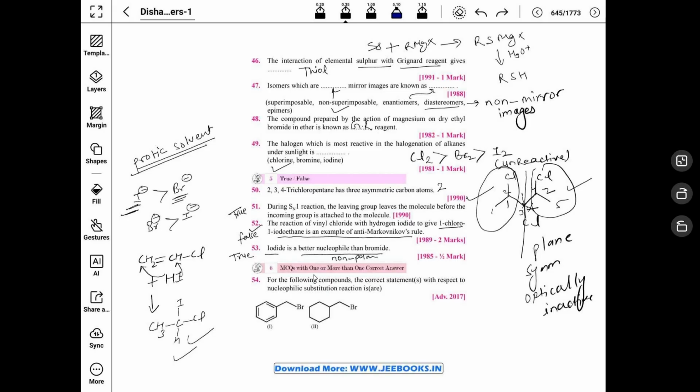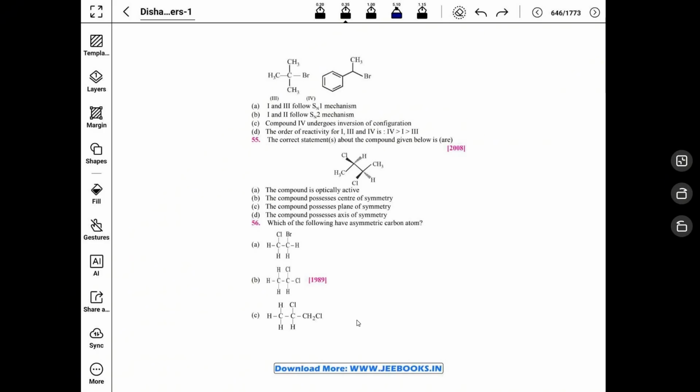Now moving to MCQ with one or more than one correct answer. So now this question number 54 can have one correct answer, or it can have more than one correct answer. So what is the question? For the following compounds, the correct statements with respect to the nucleophilic substitution reactions are. So this is benzyl bromide, and this is alkyl bromide. This is a tertiary halide, and this is a secondary benzyl halide.